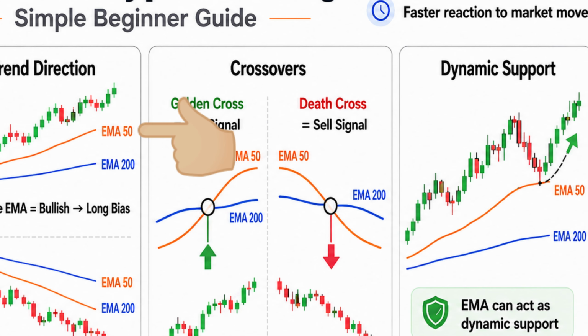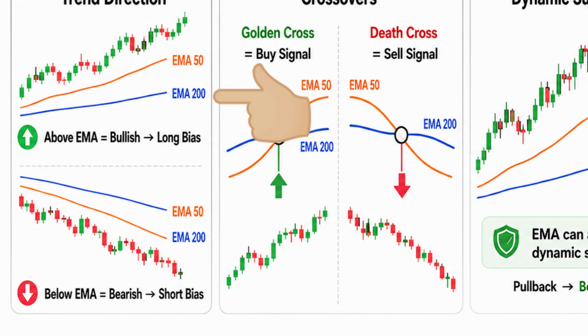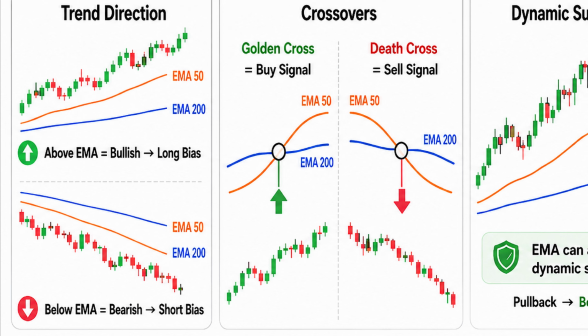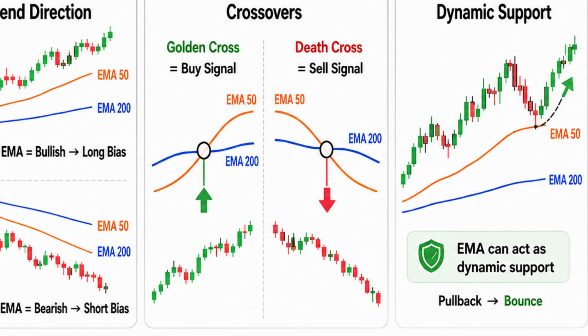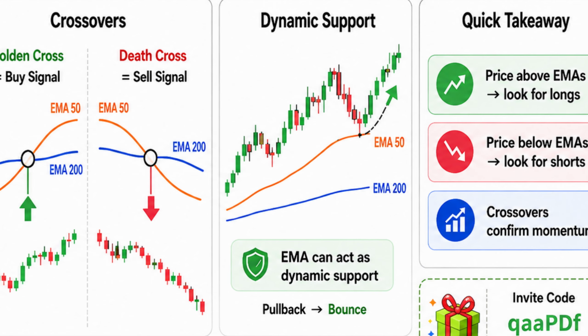Specifically, the EMA 50 tracks medium-term momentum to show recent price shifts, while the EMA 200 tracks the long-term major market trend. We use these two lines together because they help identify trend directions, spot bullish golden cross or bearish death cross signals, and act as dynamic support or resistance.